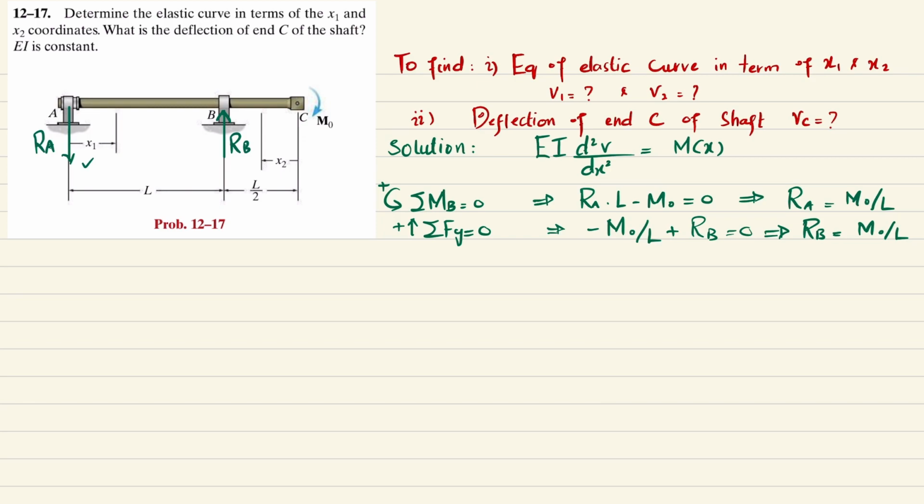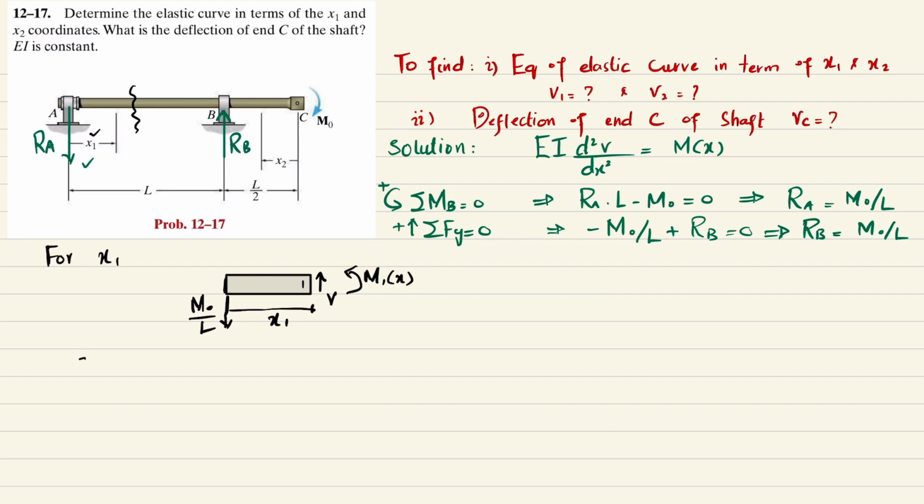So what we will do is find the equation of moment for coordinate x1. You can see x1 is there. If you cut the beam along the x1 coordinate and draw the free body diagram, it will be like this. Let this be the x1 distance, where you have RA which is M0 over L. When you cut it, there will be a shear force V and a moment. Let this point be point 1 and this moment be M1 of x.